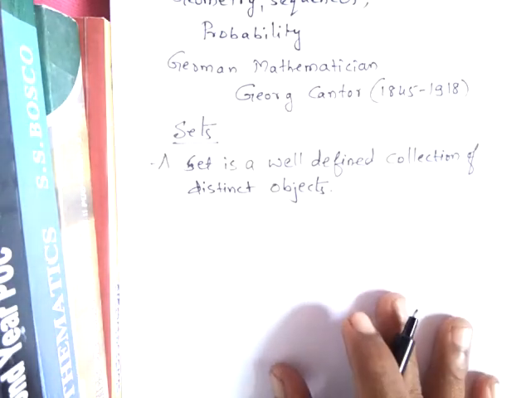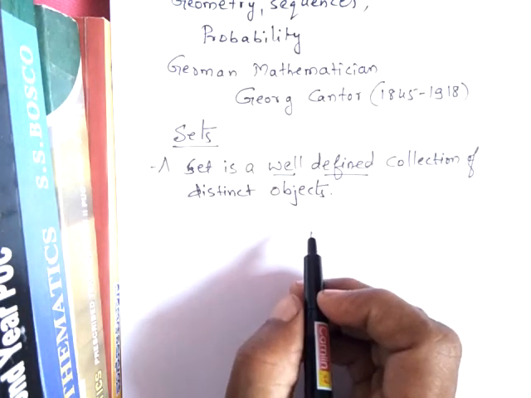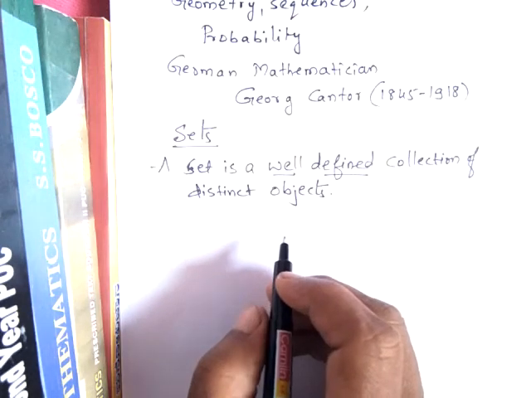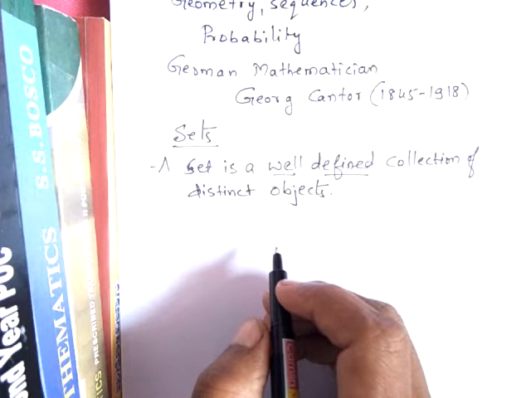Here, what do we mean by the word well-defined? Well-defined means, for a collection of objects, that there is a rule or rules by means of which it is possible to say without ambiguity whether a particular object or element belongs to the collection or not.